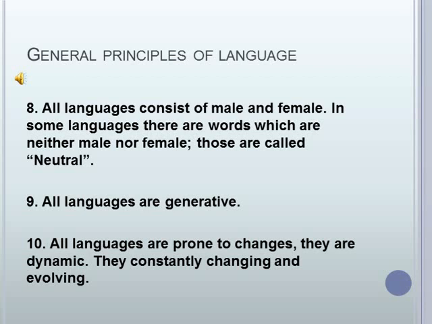9. All languages are generative. 10. All languages are prone to change. They are dynamic. They are constantly changing and evolving.